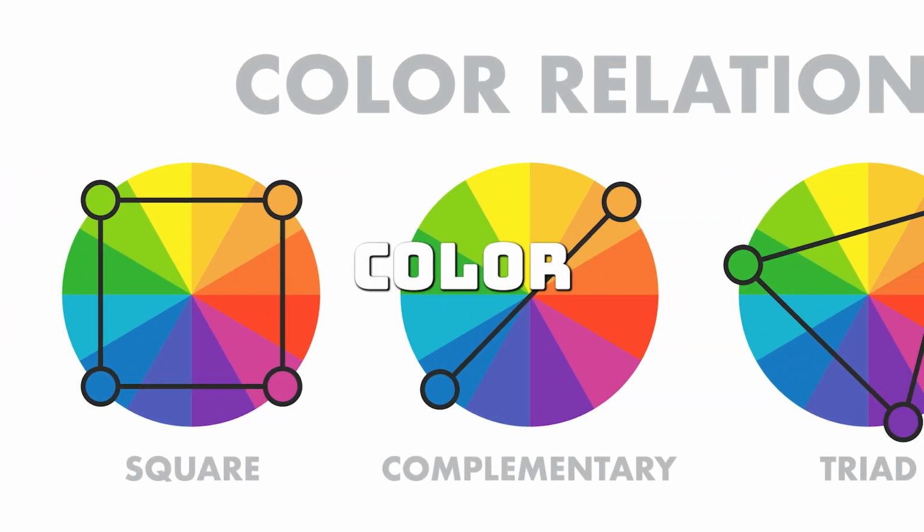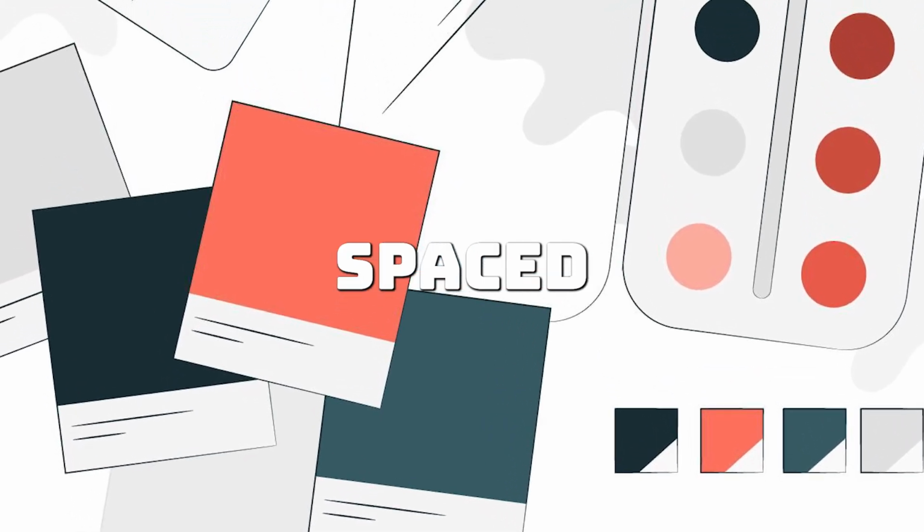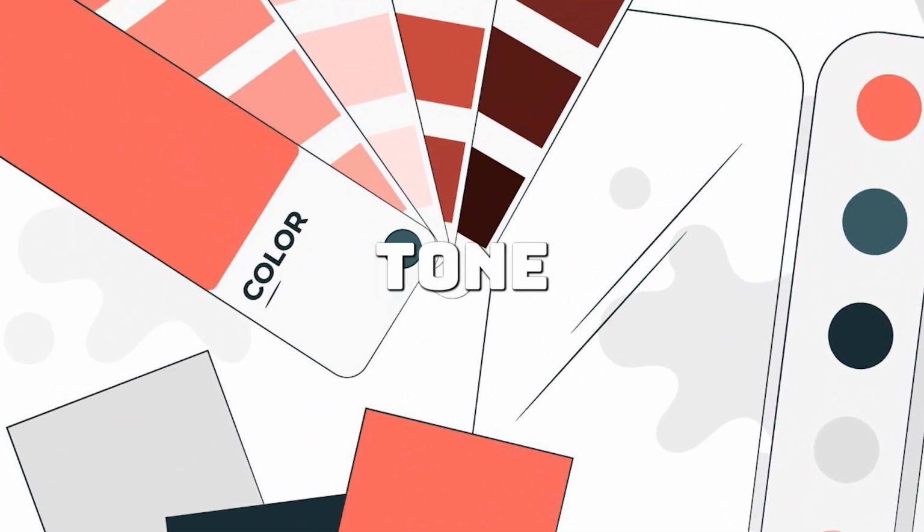3. Choosing a color scheme. Popular schemes include monochromatic, one color in various shades, complementary, two contrasting colors, and triadic, three equally spaced colors. Match your scheme to your brand's tone and audience.